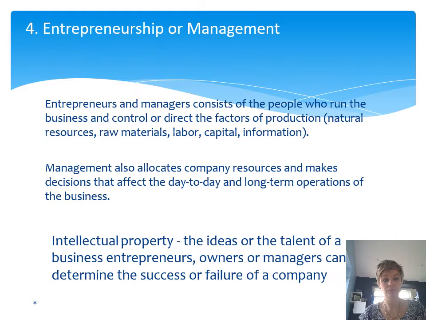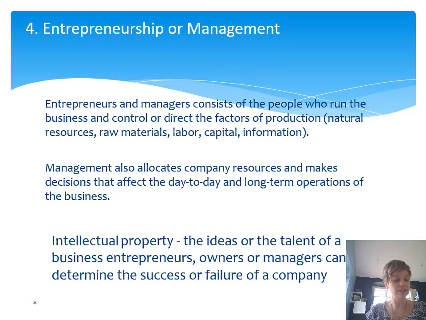And the last resource needed for production, 17D, is entrepreneurship or management. These are people who run the business. They control the direct factors of production. They allocate the company resources and decide who's going to do what. They hire, and they make decisions that affect the day-to-day and also the long-term operations of the business.